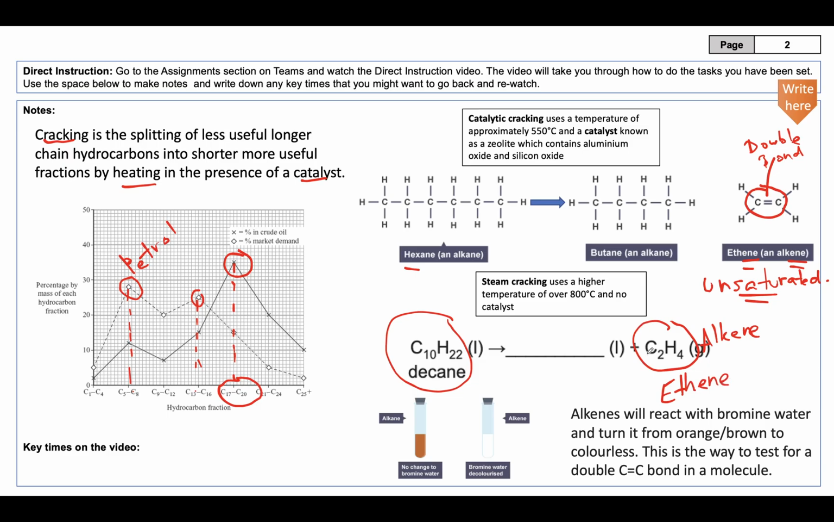So our ethene, and we need to figure out how many carbons we've got left from our decane. So we had 10 to start with. Ethene contains 2. So whatever we're making on this side has to have 8 carbons. Next we'll have a look at the hydrogens. This molecule has 22 hydrogens, and we've got 4 over here. So 22 minus 4 gives me 18.